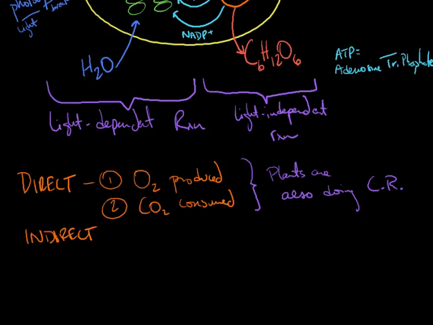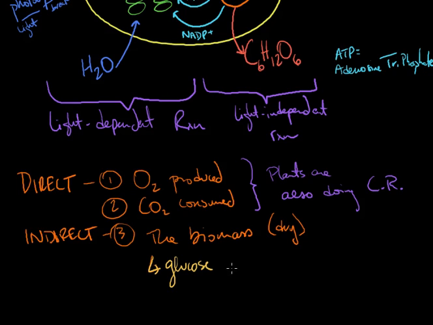But the one indirect method, and I'll label it 3, the indirect method is actually to measure the biomass. So measure the biomass, the mass of the living parts, and sometimes this is called dry biomass. And really what you're measuring is the glucose that's made, because the oxygen is released and it's gas, so it's glucose that we're measuring. And so the glucose that is produced, I'm going to do this in a different color here, the glucose that's produced can be used in a variety of different ways.